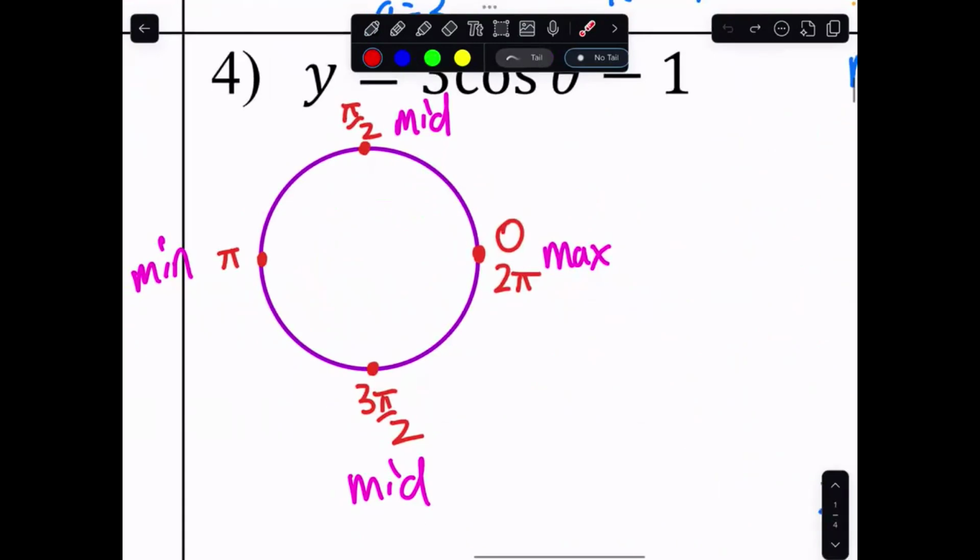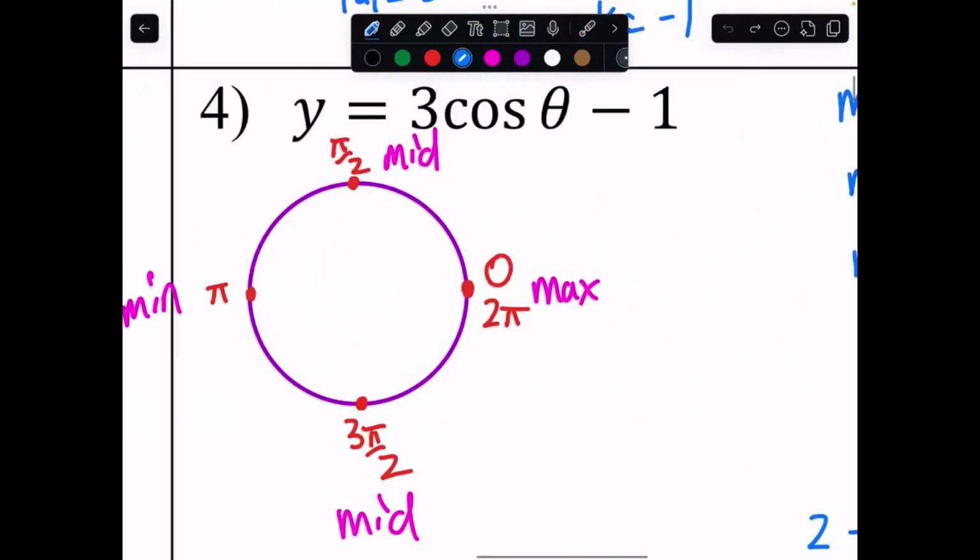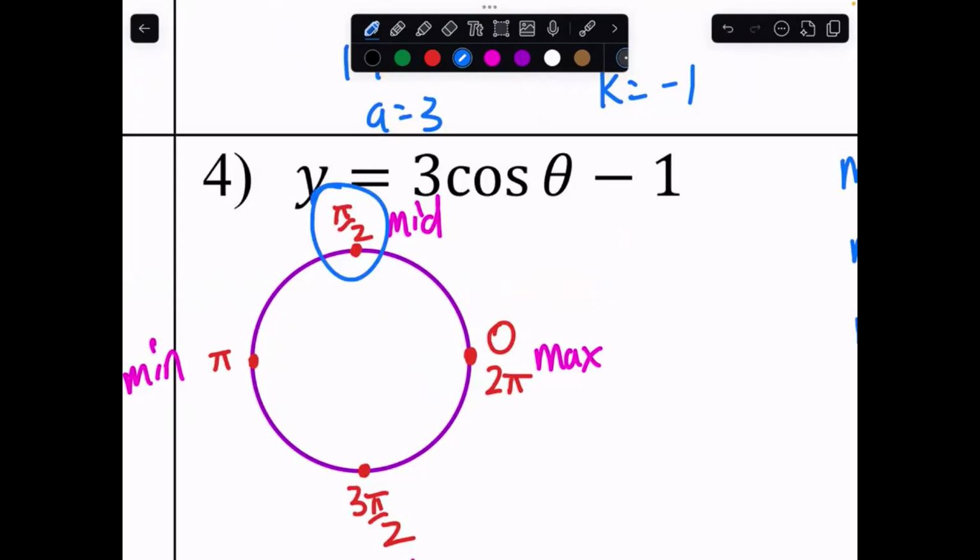Okay, so to go forward, you would just add another cycle through the circle. We know that a full circle is 2 pi radians, so we can just add 2 pi to all of these angles. Let's start over here. Pi over 2 plus 2 pi, which is 4 pi over 2, that's going to be 5 pi over 2.